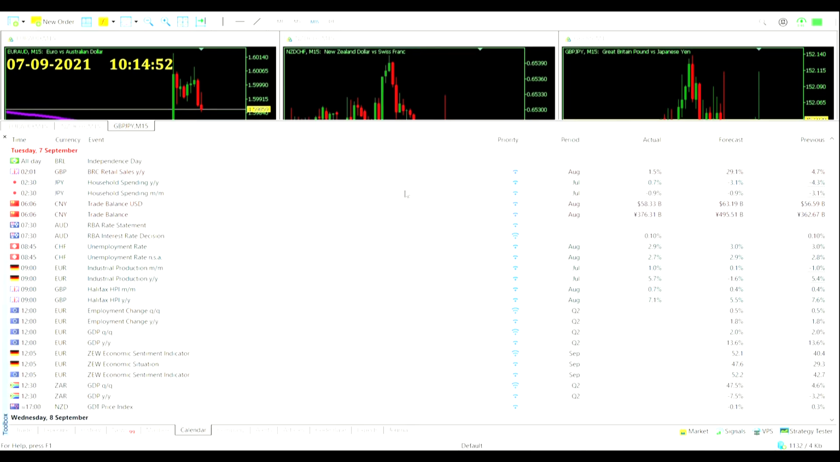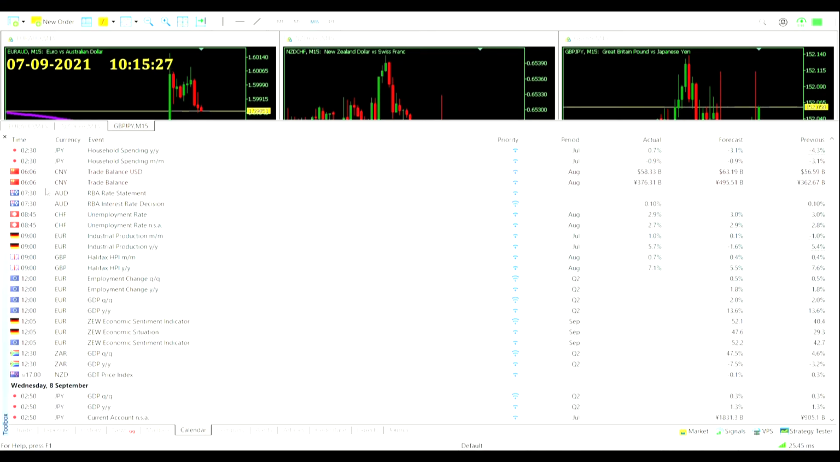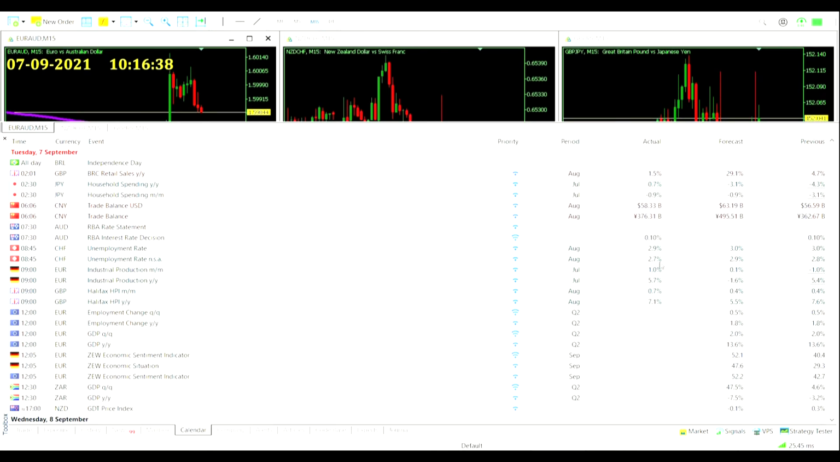Yeah. Household spending in Japan down a little bit, 0.9% as expected. Chinese trade balance at 6:06 AM. Again, a very interesting time to release it. Lower than expected, but still very much net positive. Australian interest rates there held at 0.1%.